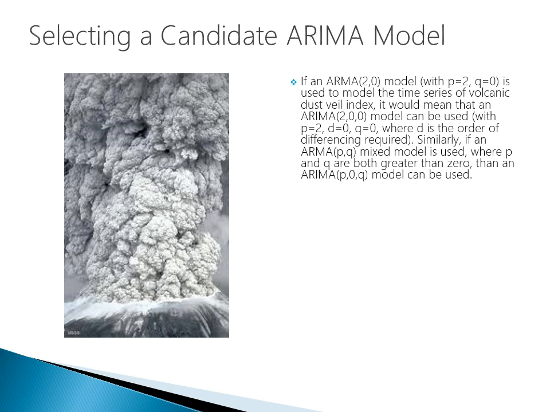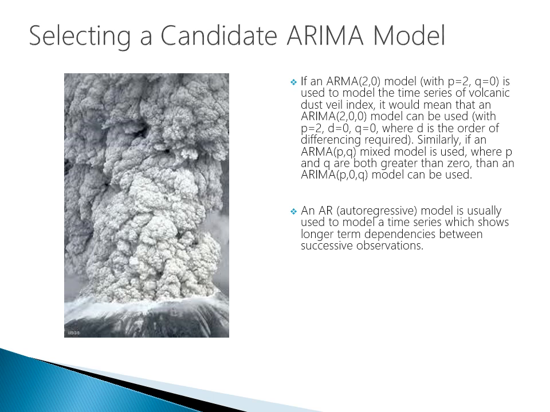If an ARIMA(2,0) model with p equals 2 and q equals 0 is used to model the time series of volcanic dust veil index, it would mean that the ARIMA(2,0,0) model can be used with p equals 2, d equals 0, and q equals 0, where d is the order of differencing required. Similarly, if an ARIMA(p,q) mixed model is used, where p and q are both greater than 0, then an ARIMA(p,0,q) model can be used as well.